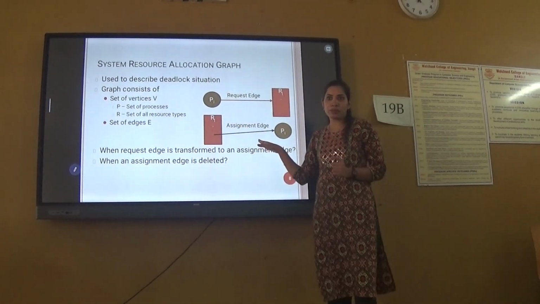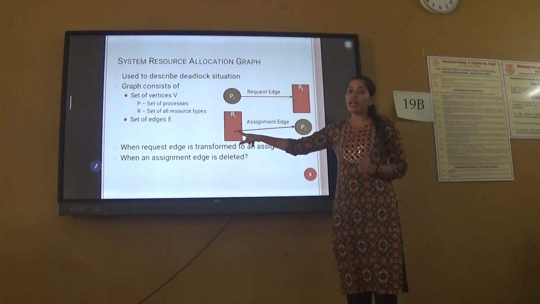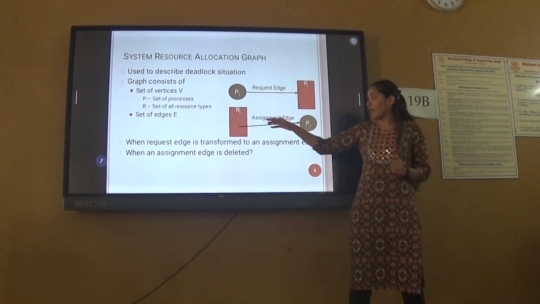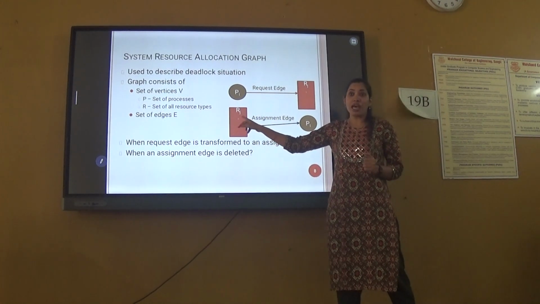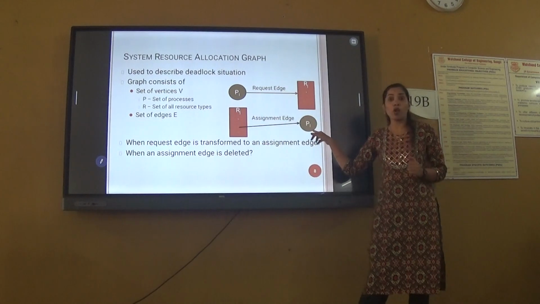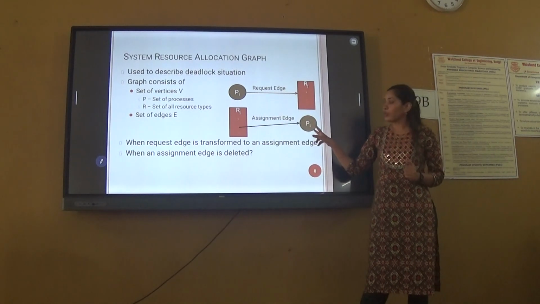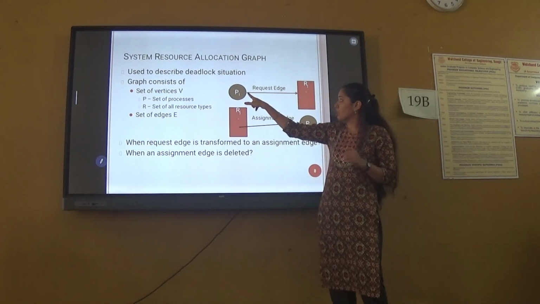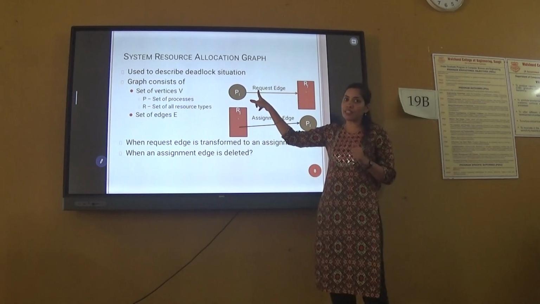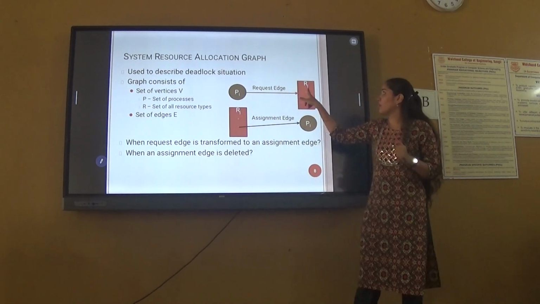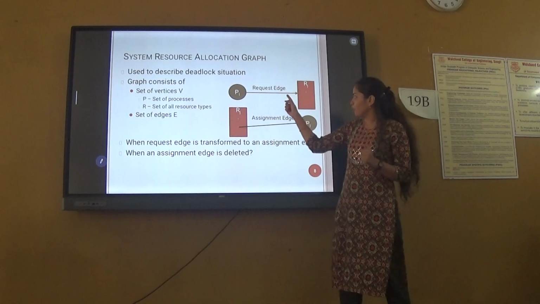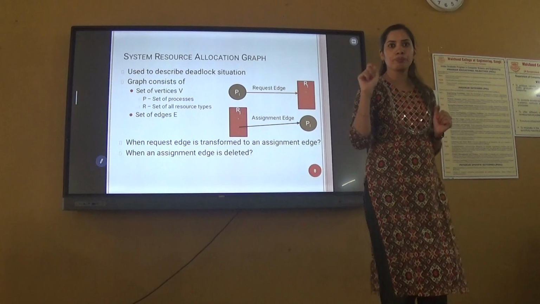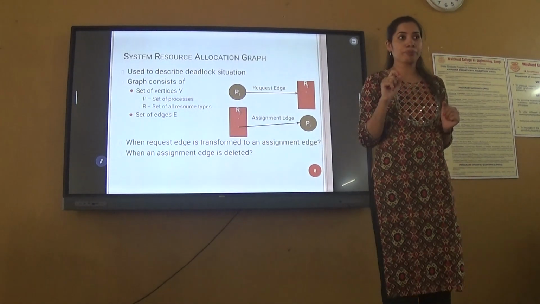The assignment edge goes from the resource to the process. It says that the instance of resource RJ has been allocated to the process PM. Now, usually we allocate a resource, and this is what a request edge is. What is the request edge? The process P is demanding one of the instances of the resource RJ. Can you see the difference between the two edges, the request edge and the assignment edge? What is the difference?